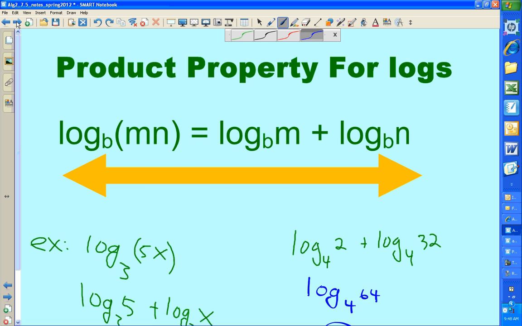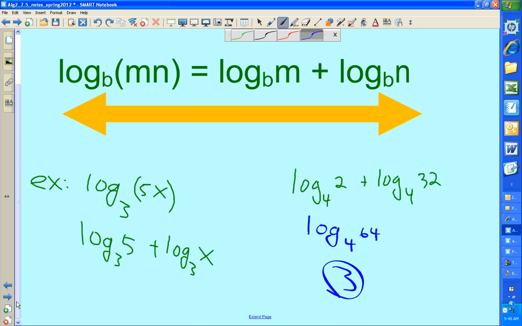The yellow arrow that you see tells you that this property works in both directions. So if you've got a log plus a log and the bases are the same, you can put them back together as the log of a product. Sometimes that will make simplifying easier. So I put a couple of examples down here, just simple ones for you to look at. Log base 3 of 5 times x, we can separate it to log base 3 of 5 plus log base 3 of x. The log of a product separates to the sum of the logs.